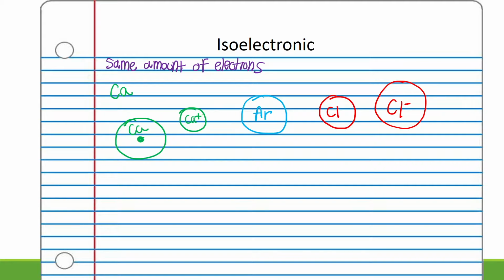Oops, that should be a 2 there. Let me change that. And also, if you're comparing elements to themselves, so if you're comparing calcium and calcium ion to each other and you say which one's bigger, well, you say calcium because calcium doesn't have the loss of 2 electrons that shrinks the element. So these 3 elements are examples of isoelectronic elements, and this is just a comparison of their sizes.